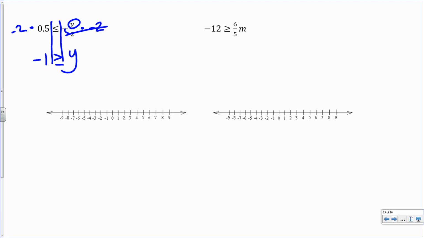Now, what's happened now is my variable's on the right. I need to rewrite it on the left, so I rewrite the entire thing. Notice I've switched my sign again, so I got back to where I started in this case. So I'm at -1, it's going to be a closed circle, y is less than.